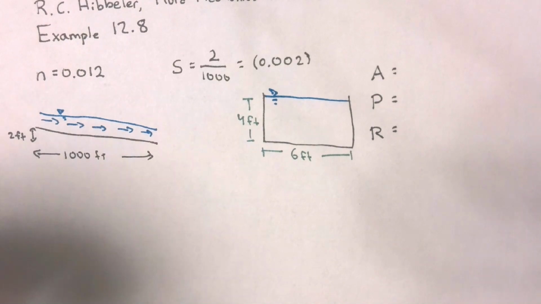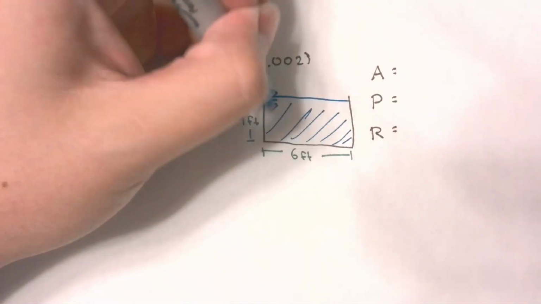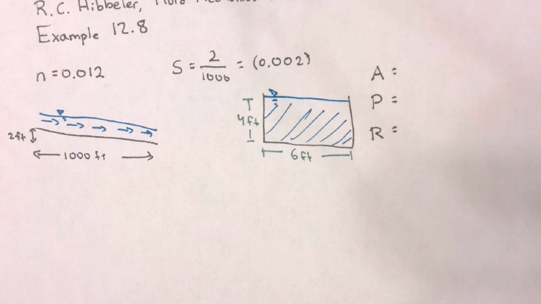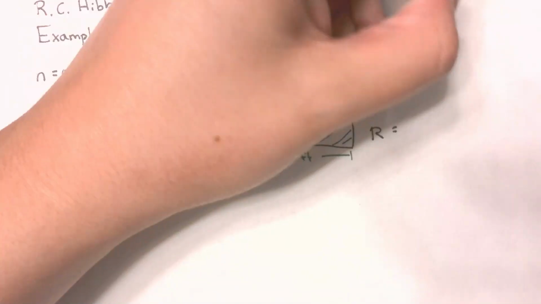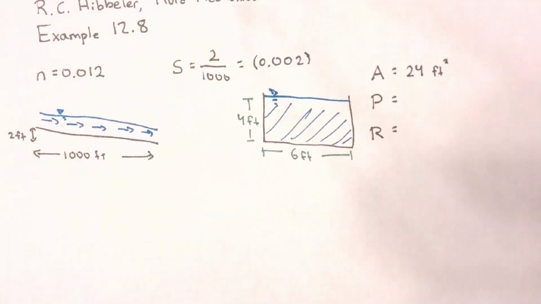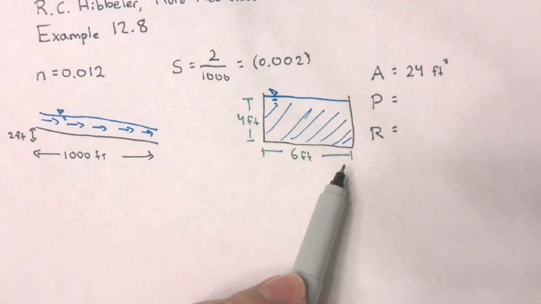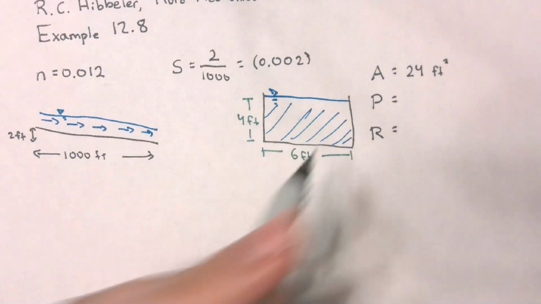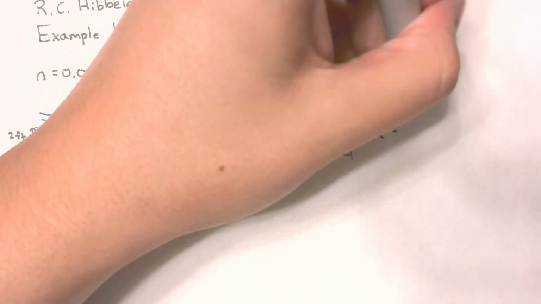For this flow in a rectangular channel, what is the area, Zach? That would just be 4 times 6. Yep. So 24 square feet. Good. Somebody other than Zach, for this rectangular channel, what would the wetted perimeter be? 14. Yep. So 6 plus 4 plus 4, that's 14 feet. Thank you, whoever said that.